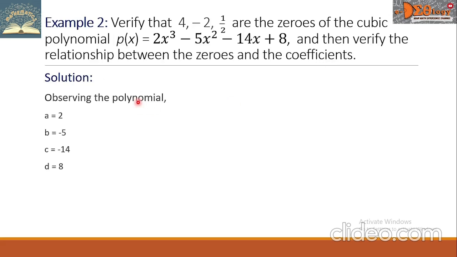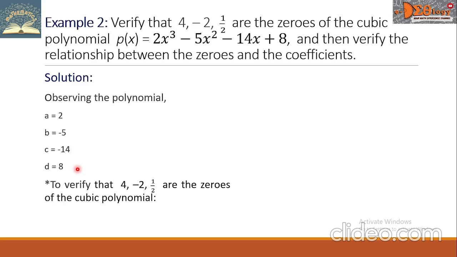Take note that in our polynomial, a is equal to 2, the coefficient of x cubed. b is equal to negative 5, the coefficient of x squared. c is the coefficient of x, that is negative 14. And d is the constant, positive 8.